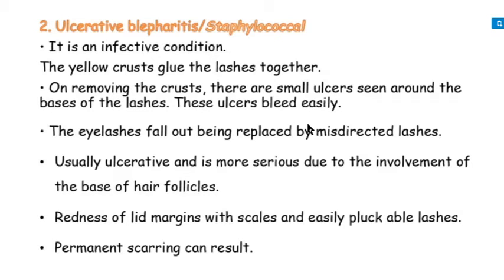Usually ulcerative is more serious due to the involvement of the base of the hair follicles, and redness of the lid margins with scales is seen. Permanent scarring can result. So these are the differences between the ulcerative and the squamous blepharitis, right? In ulcerative, we have the matting of the lashes, we have the bleeding, we have the ulcers, we have the redness, and it can lead to permanent scarring also, right? So you need to know the difference between the two. You need to know the definition, you need to know the symptoms and signs, right?